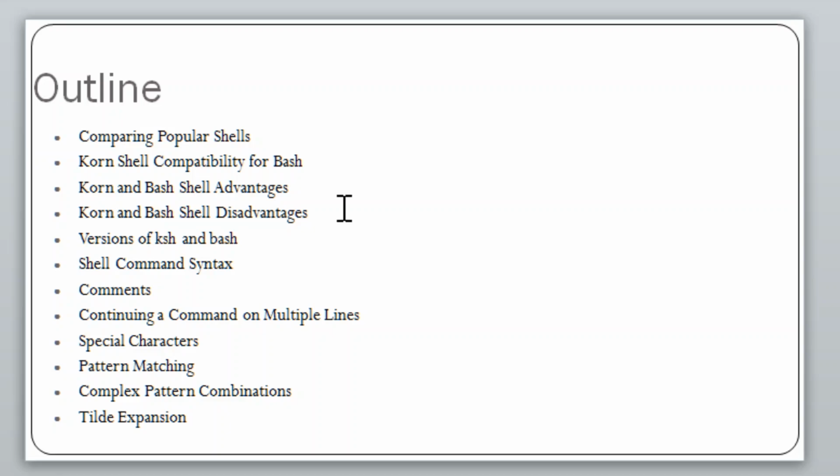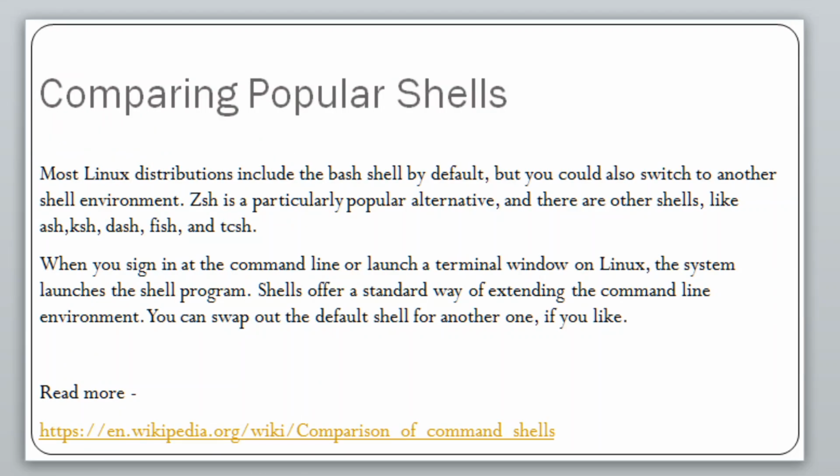So the outline for today, we're going to be comparing popular shells, talking about Korn shell compatibility for bash, Korn and bash shell advantages, Korn and bash shell disadvantages, versions of Korn shell and bash, shell command syntax, comments, continuing commands on multiple lines, special characters, pattern matching, complex pattern combinations, and tilde expansion. Let's go ahead and get started with comparing popular shells.